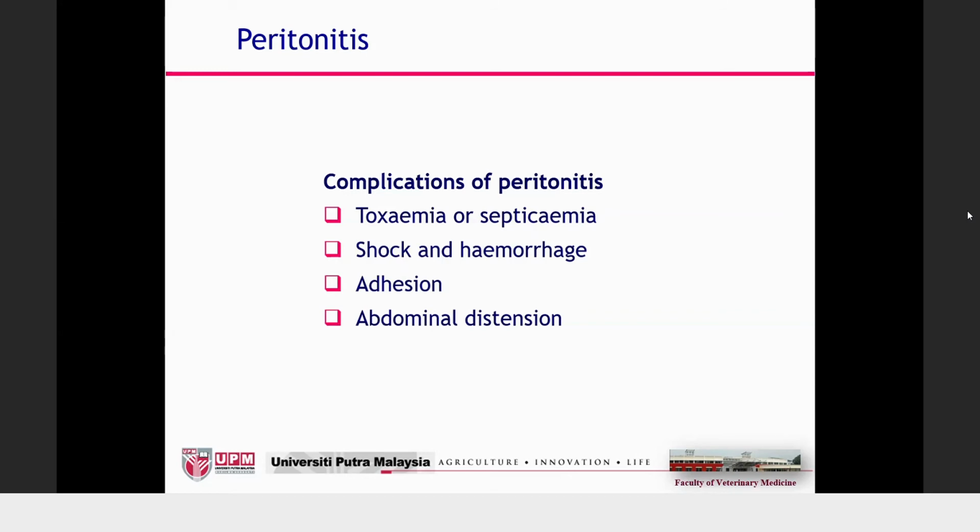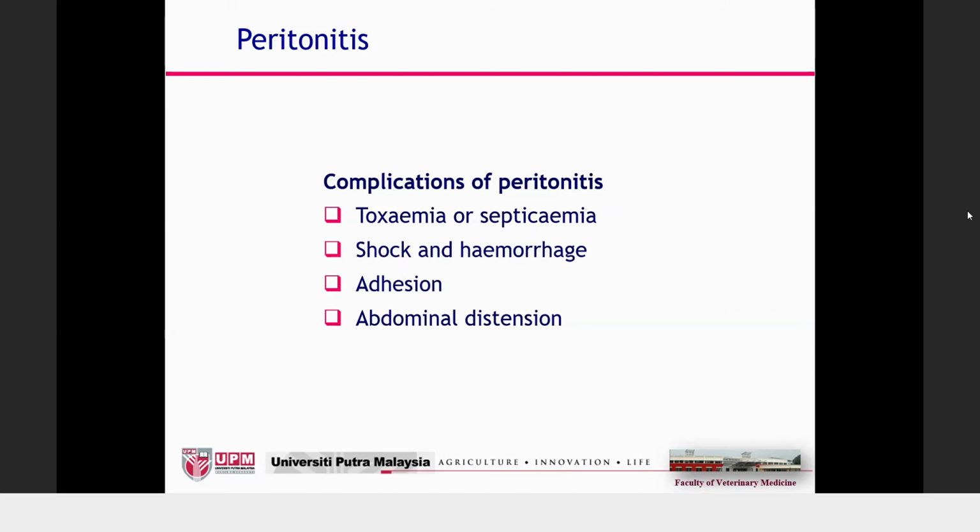Then it can also lead to the complication of adhesion, meaning that in chronic peritonitis, there is a tendency for the serosal surfaces of the organs to adhere to each other. Then it might lead to torsion, might lead to abnormal motility of the GIT, and complications depending on the type, for example obstruction or torsion, and that might also lead to death of the animal.